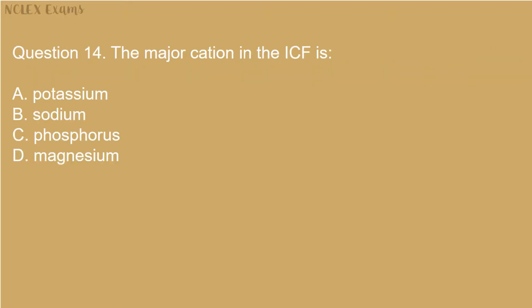Question 14. The major cation in the ICF is: A. Potassium, B. Sodium, C. Phosphorus, D. Magnesium.